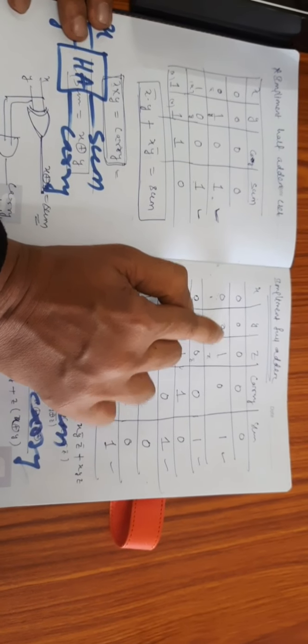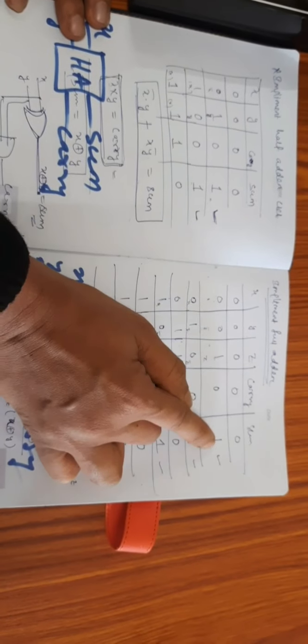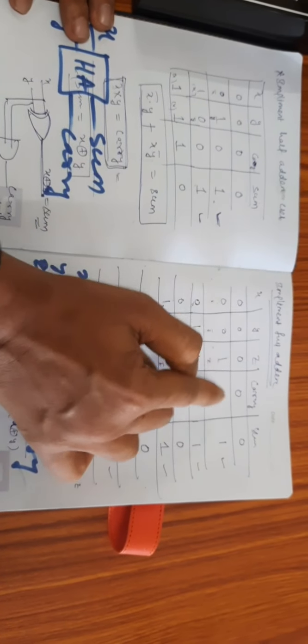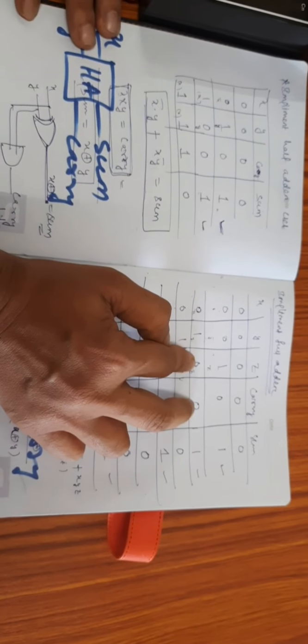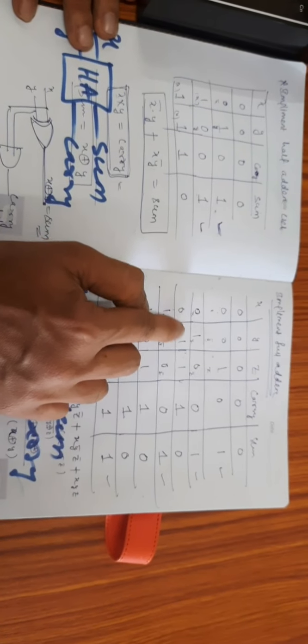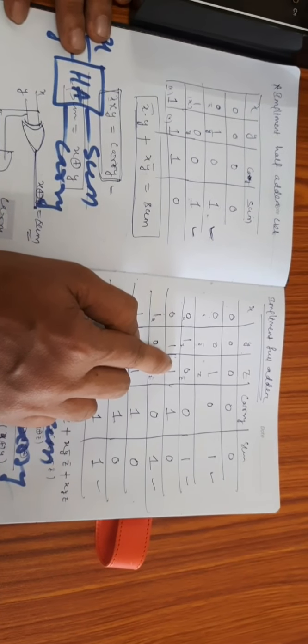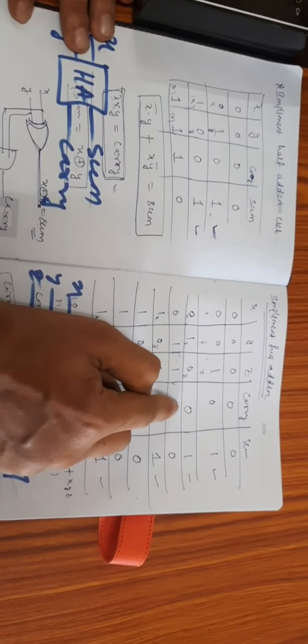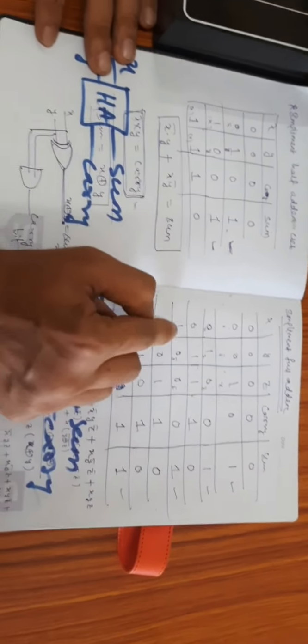0 0 1: 0 plus 0 is 0, 0 plus 1 is 1, that's why the sum is 1 but there is no carry required. 0 1 0: 1 plus 0 is 1, that means the sum is 1 and there is no carry required. 0 1 1: 0 plus 1 is 1, 1 plus 1 is 10, and in that 10, 1 is the carry bit and 0 is your sum bit.